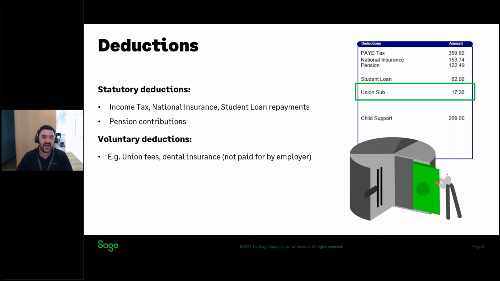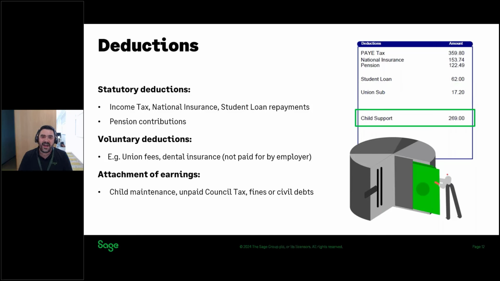And then there's a third type of deduction that I thought I'd mention, and this is one that you probably wouldn't want on your payslip, but that's an attachment of earnings order. So these can be used for employees to pay child maintenance, unpaid council tax, fines or civil debts. They're usually court-issued documents, and it instructs you as an employer to make a deduction from your employee's pay to pay for any of these items and more.